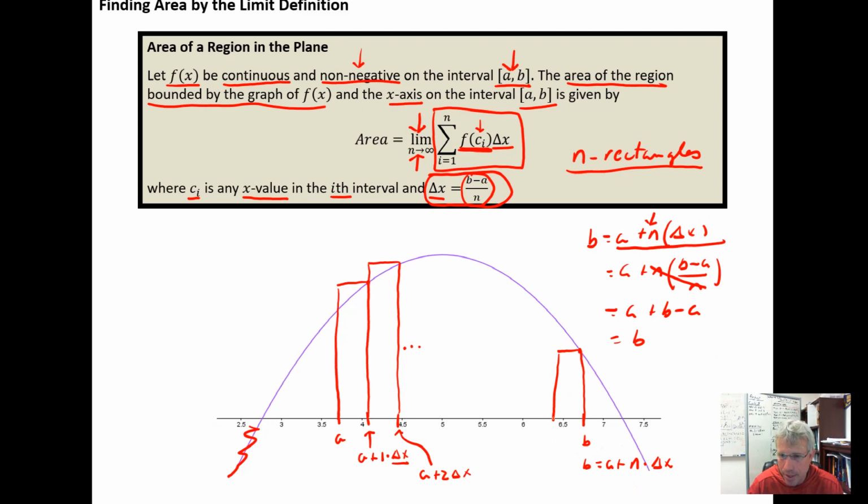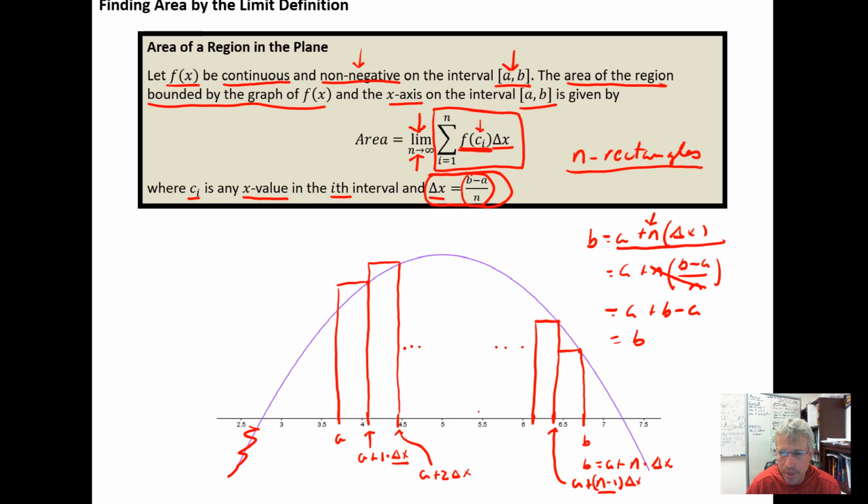And then this tick mark right here would be A plus n minus 1 times delta x. N minus 1 is the previous tick mark. And from there we would draw up to the curve, over to the left, and down to the next tick mark, which would be A plus n minus 2 times delta x. Dot, dot, dot. There's going to be n rectangles. We don't know how many there are.